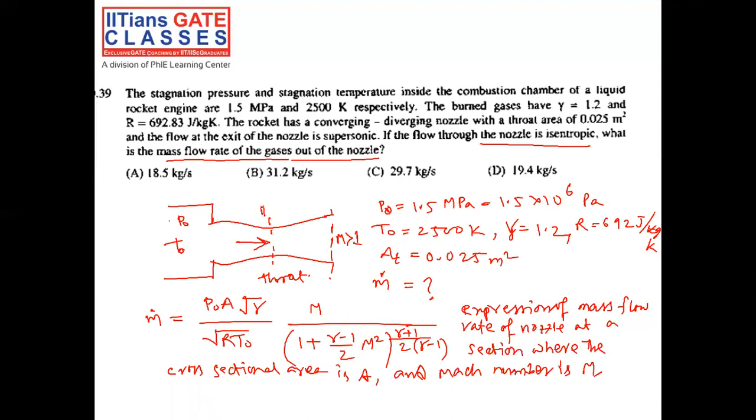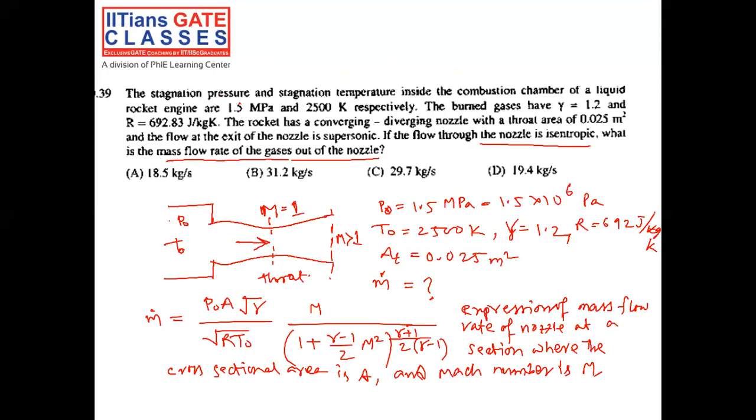So the Mach number at throat is 1. So basically the nozzle is choked, right? And the mass flow rate throughout the nozzle is constant. So if we find the mass flow rate at the throat, that will be the mass flow rate at the exit, right? By employing this expression, if we substitute the value of M as 1 at the throat, and A as the area of the nozzle at the throat, then you can find the mass flow rate, right?